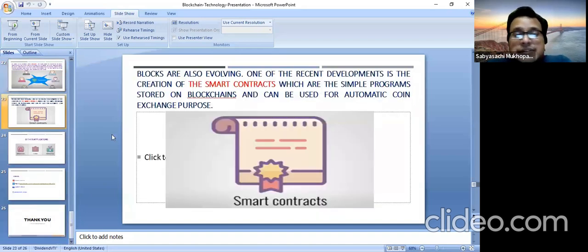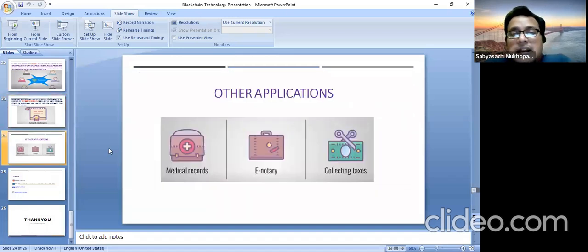Then we have discussed a new emerging concept related to the smart contract, okay? So it is helping the automatic transactions. We also have seen several applications apart from Bitcoin: maintaining medical records, the notary, collecting taxes. So this is all about the PPT which I was going to discuss with all of you. Those who are new to blockchain, I hope that they got some new idea. The persons who already know can revise their concepts.